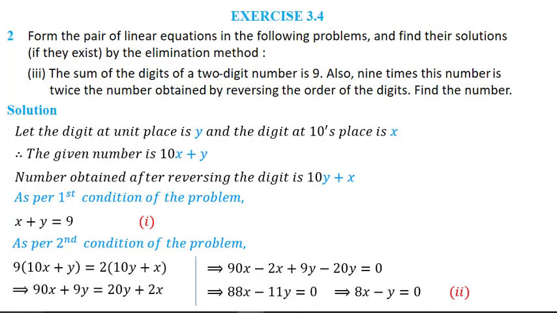Now I have these two equations, equation 1 and equation 2. What I can do? I can add them. So after adding, my y will eliminate, as here it is plus y and here it is minus y, and I will get the value of x. Then I will put the value of x in any of the equations. I will get the value of y.